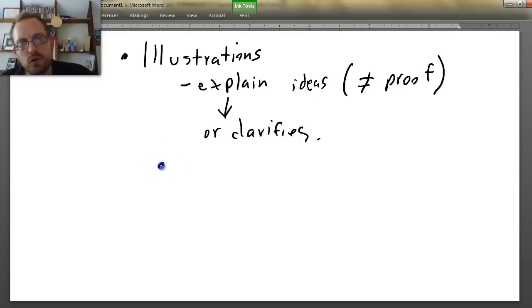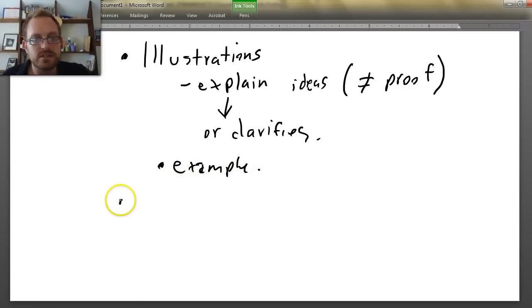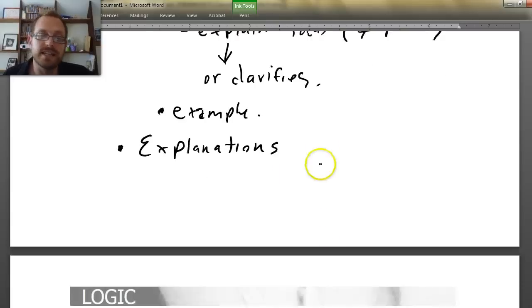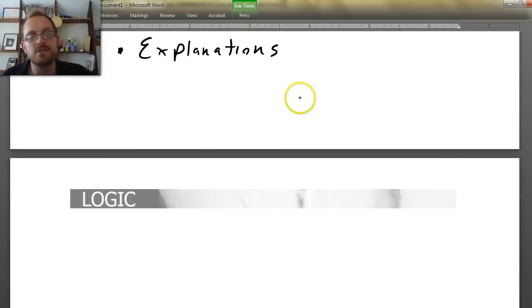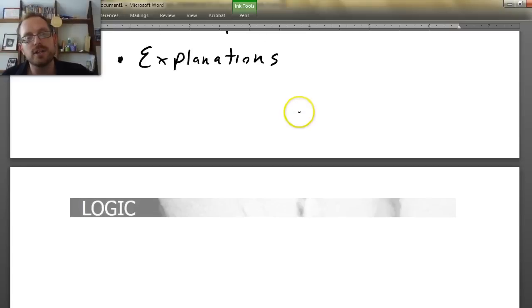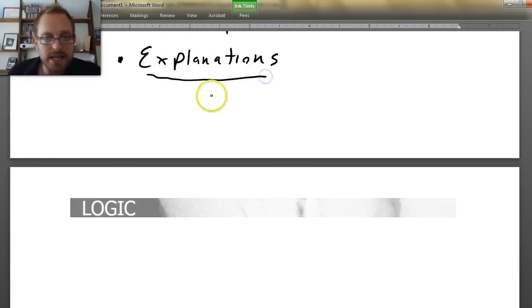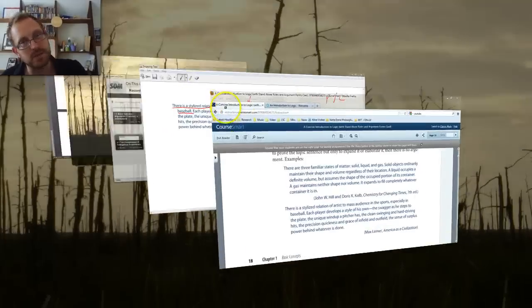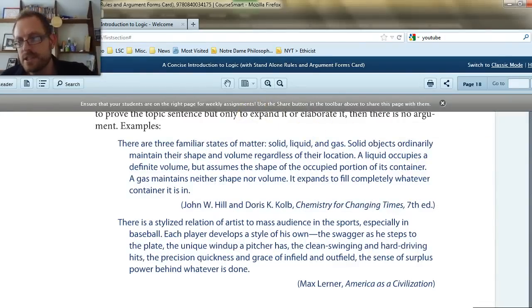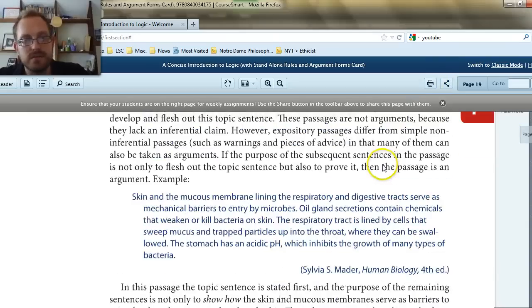Now, a typical form of illustration is one by example, by giving an example. Now, there are also explanations. Let's throw that up there. Explanations are really tricky, actually, because for your homework you're going to have to differentiate arguments from non-arguments, and there are going to be some which are explanations. Explanations are a bit tricky, and let me explain why. Let's go down here and pick out an explanation from the textbook.